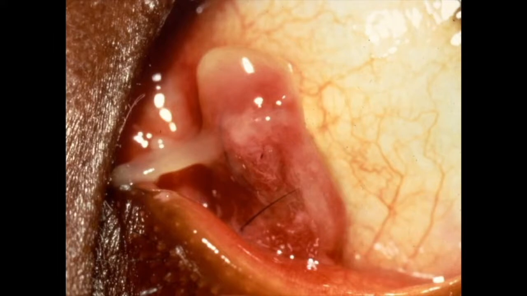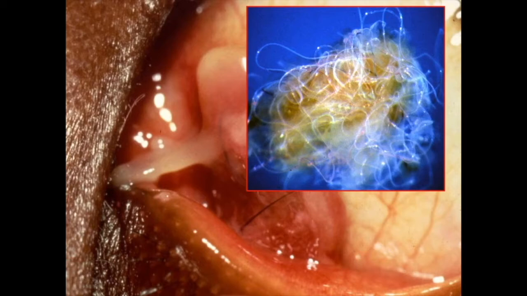This is an example of synthetic fiber granuloma, an 8-year-old boy with a mass in the inferior cul-de-sac. This mass actually contained a fuzzball composed of synthetic fibers.